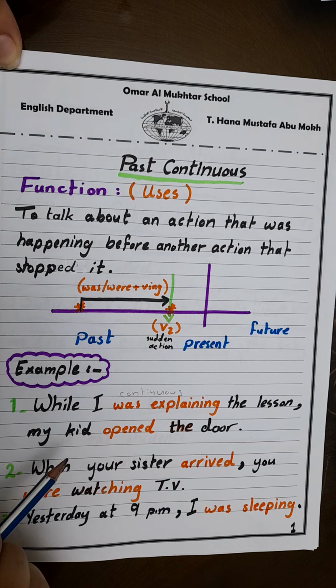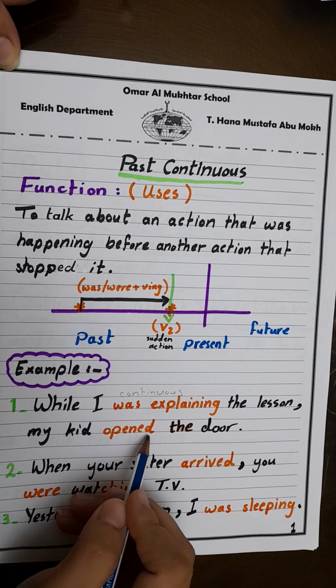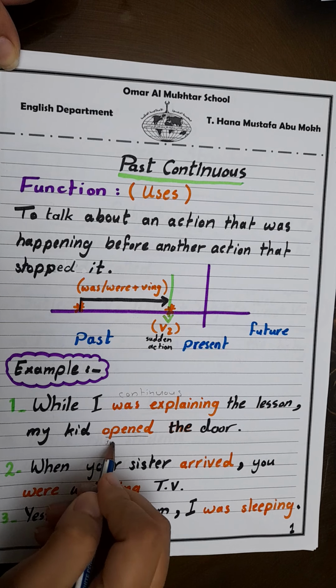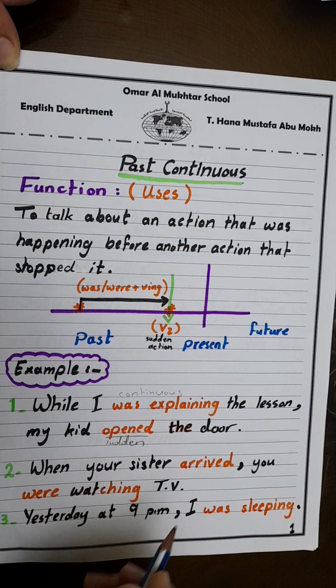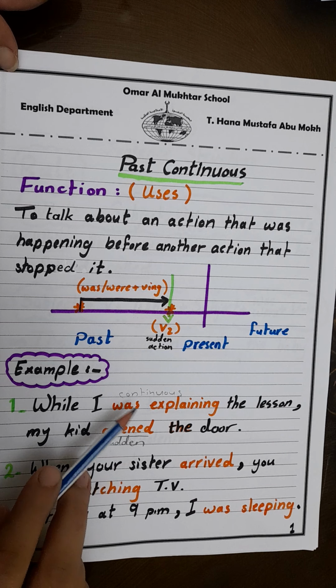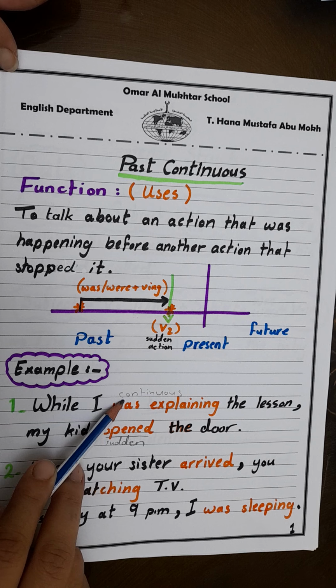So here was explaining is the continuous action, and here is what? The sudden action. Okay, here a sudden action and here is the continuous action.